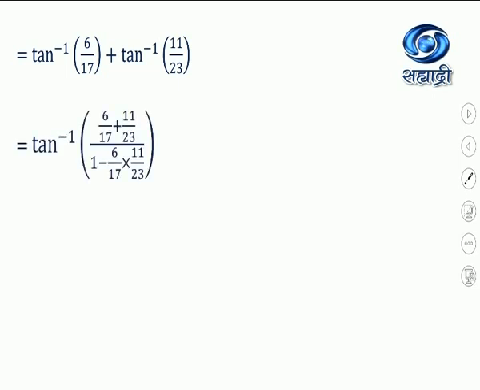Again we apply the same property. Tan inverse of x plus tan inverse of y is equal to tan inverse of (x plus y) upon (1 minus xy). Okay, so this bracket in the previous step you have to simplify and you will get 6 by 17. So tan inverse of 6 by 17 plus tan inverse of 11 by 23, which is tan inverse of (x plus y) upon (1 minus xy).